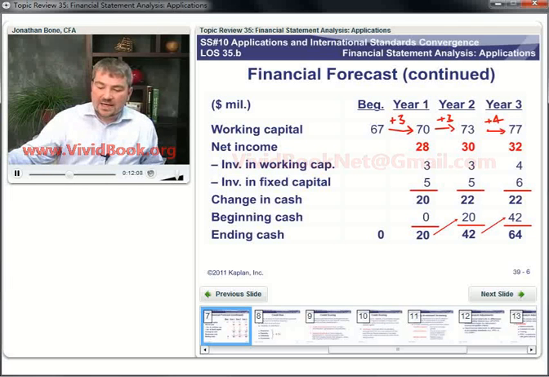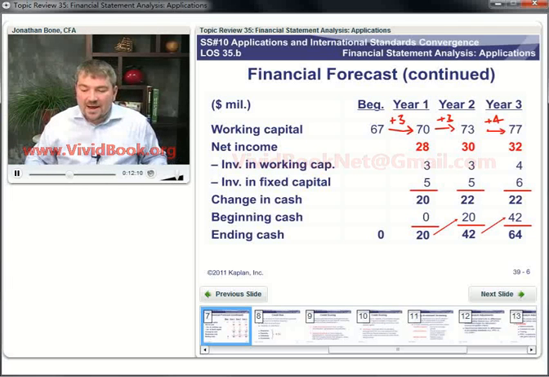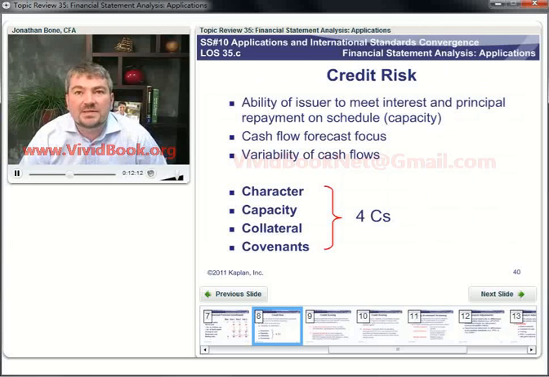Okay, our next LOS asks us to describe how financial statement analysis can be used to assess credit risk. Now, credit risk is looking at the issuer of a bond and their ability to meet interest and principal payments as they fall due. Therefore, it's going to be dependent on cash flow forecasts, and also on the variability of cash flows over time.